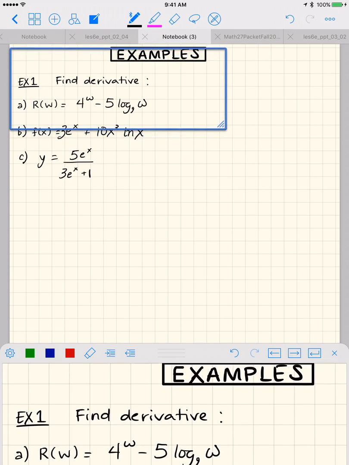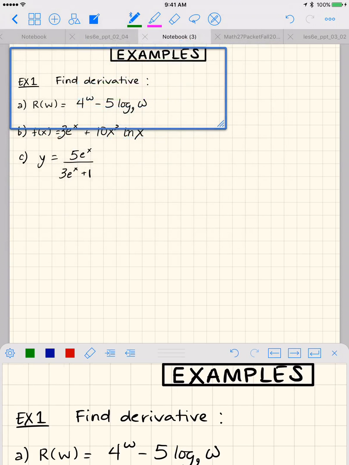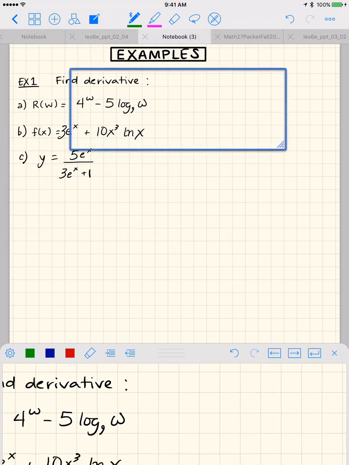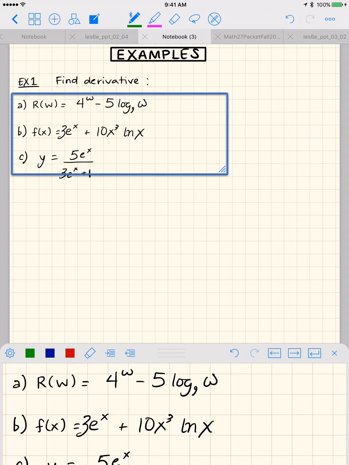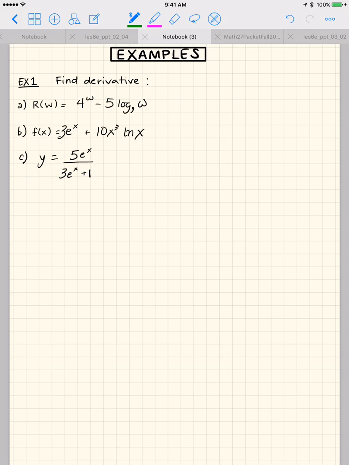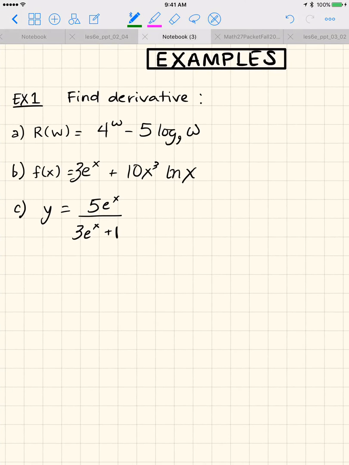Example 1 is to find the derivative, and we've got three different functions that we want to take the derivative for. Let's look at this first one. So for the first one, we have R of W equals 4 to the power of W minus 5 times log of W base 9.